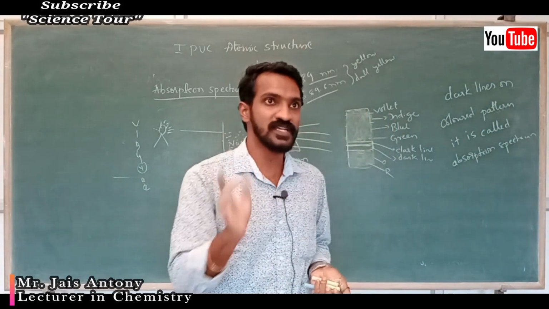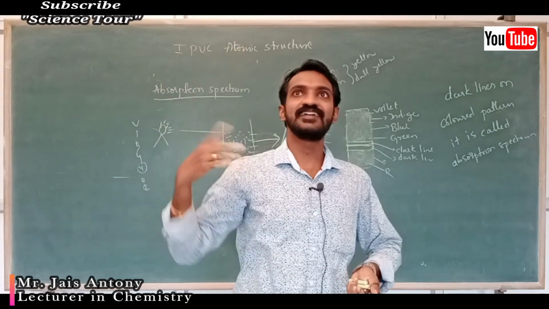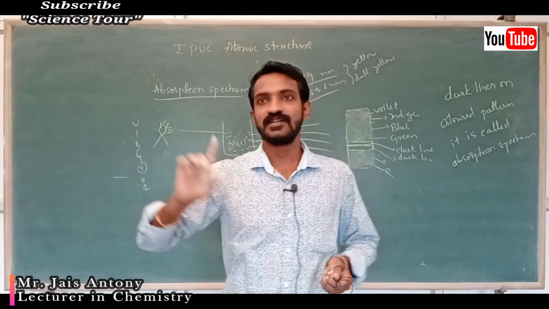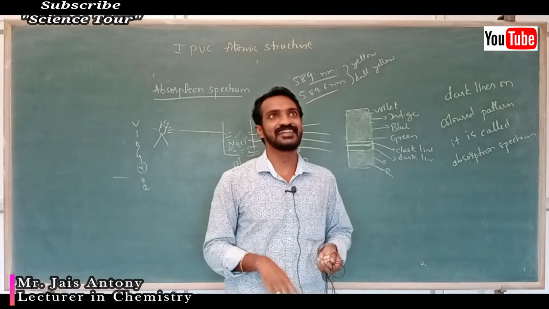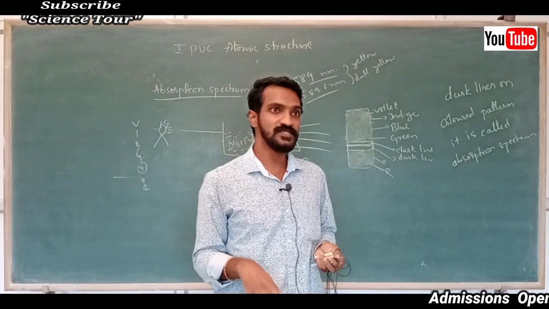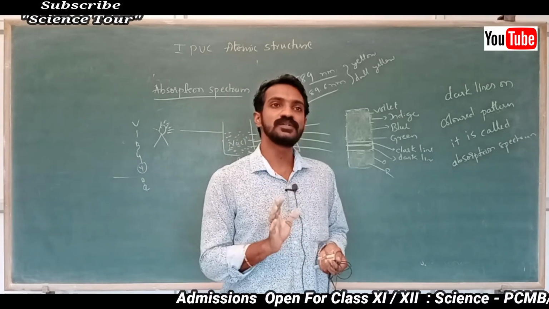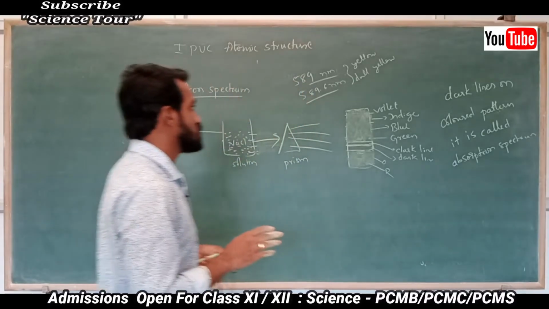To remember what is absorption spectrum, simple way: dark in color. Remember, dark in color. Dark line in color is dark color. How does it come dark? That color is absorbed. So it is called absorption spectrum.